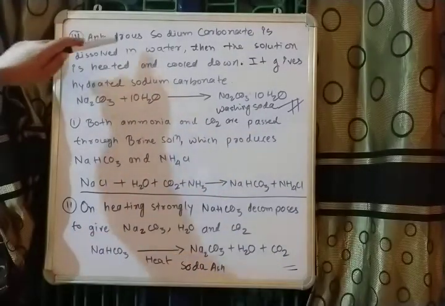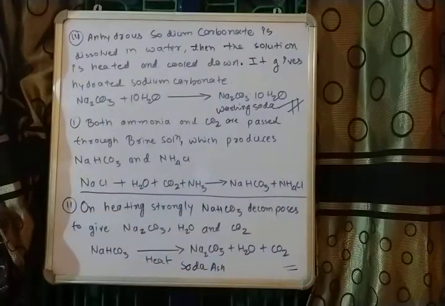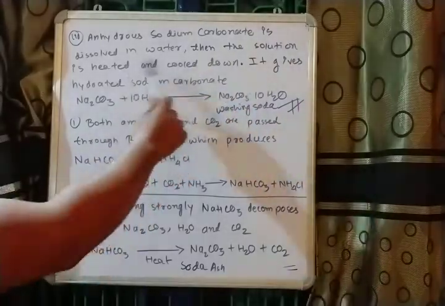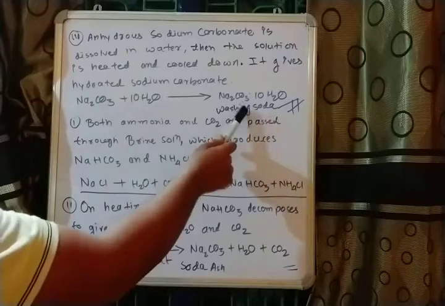So this soda ash, or the anhydrous sodium carbonate, is subjected to recrystallization. Anhydrous sodium carbonate or soda ash is dissolved in water, then the solution is heated and cooled down. More and more sodium carbonate will be dissolved, so the solution becomes very concentrated. That concentrated solution is heated to a particular temperature, then allowed to cool, and when cooled down it gives hydrated sodium carbonate, which is Na2CO3.10H2O. This is the washing soda.